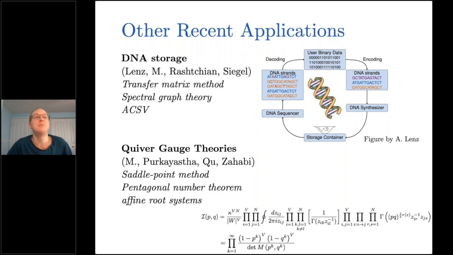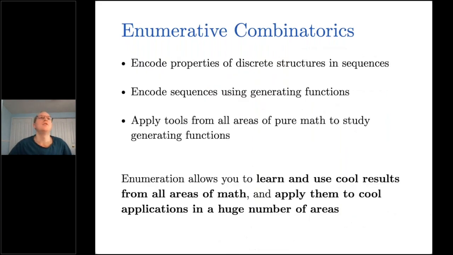I don't really understand too much about the physics, so maybe I'll just skip that one. But as you see here, you also use techniques from all these different areas of math. So just at the end here, to summarize my final slide, in enumerative combinatorics, we encode properties of discrete structures in sequences. Then we encode sequences using generating functions, and this allows us to apply tools from many areas of pure mathematics to study generating functions.